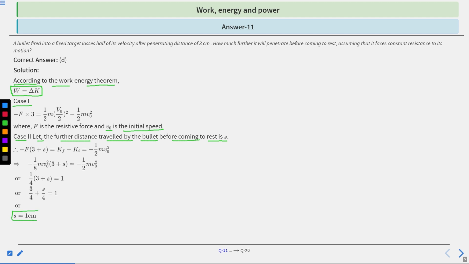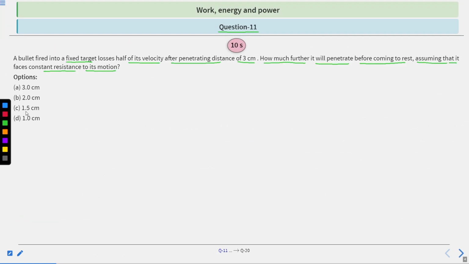Clear? S is equal to 1 centimeter. So the correct answer is D. D is the correct answer. Clear? Next question.